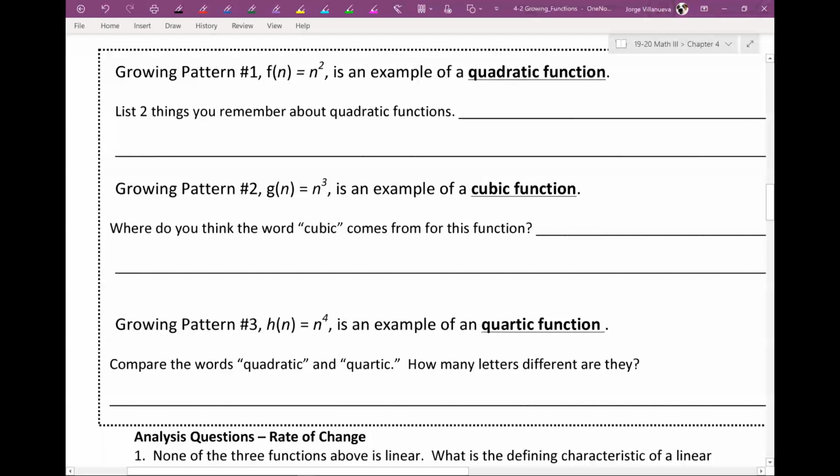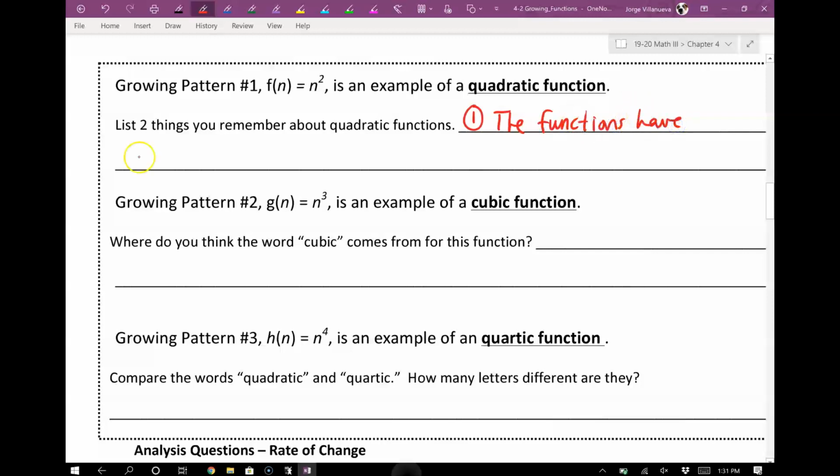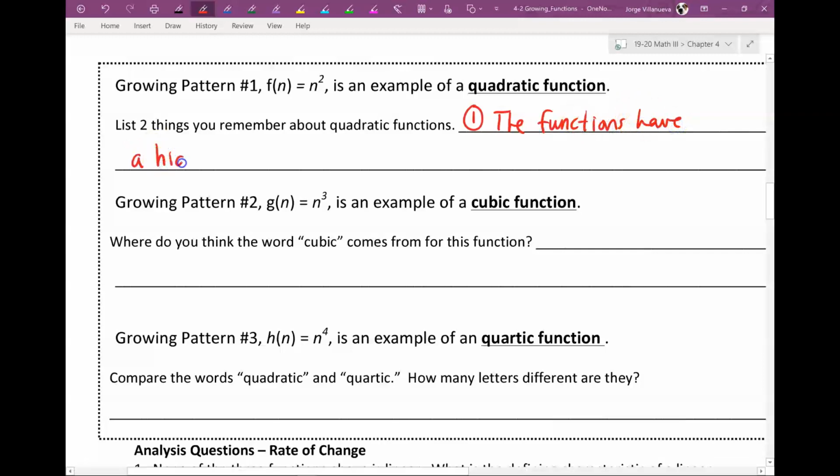So this is just kind of like an FYI type of thing, okay? So they say if you think about growing pattern 1, the function was an n squared, which we call a quadratic function. List 2 things that you know about quadratic functions. Well, number 1, the functions have a highest power of 2. That's one thing I know about quadratic functions, right? The highest power on them is a 2. That's why they call them quadratic, right?